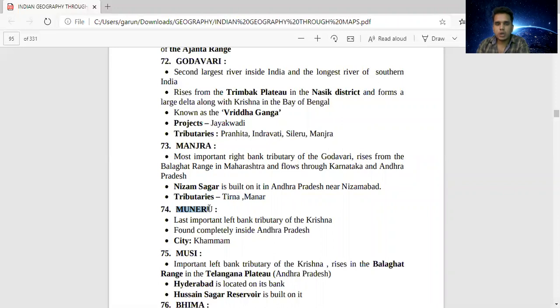Next river is Moneru. Moneru River, the last important left-wing tributary of the Krishna, is found completely inside Andhra Pradesh. City: Khammam.